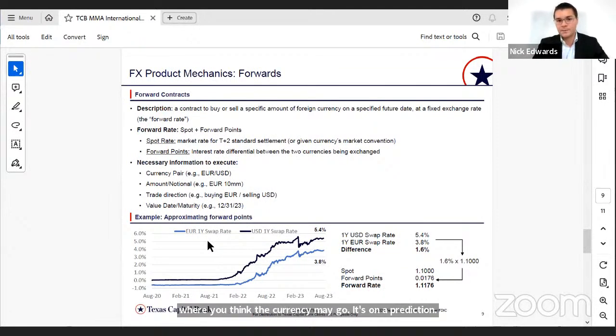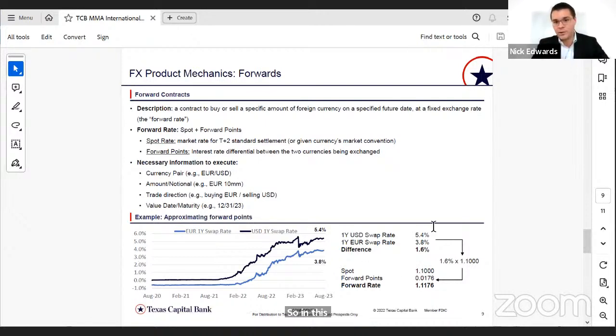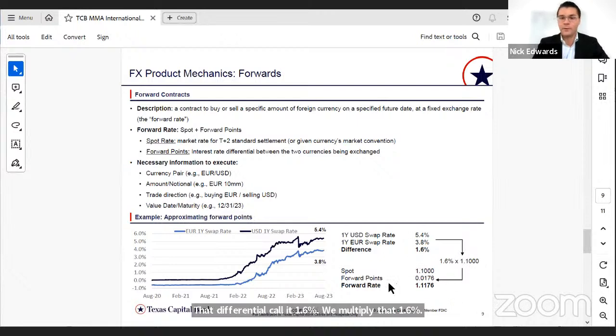It simply says, on this right side, if you were to put euros into a bank account in Europe and earn interest, and you were to put dollars into a bank account in the US and earn interest, where would that value then end up? So in this case, with U.S. rates about, call it 5, and euro rates just under 4, that differential is, call it, 1.6%. We multiply that 1.6% to give us what the forward adjustment would be to lock in.